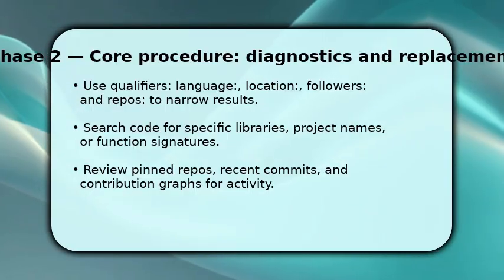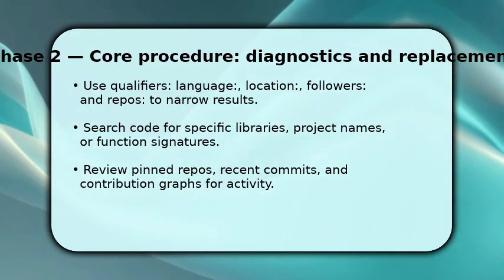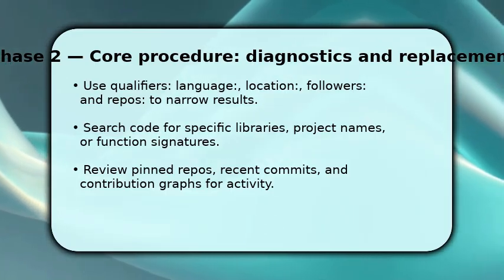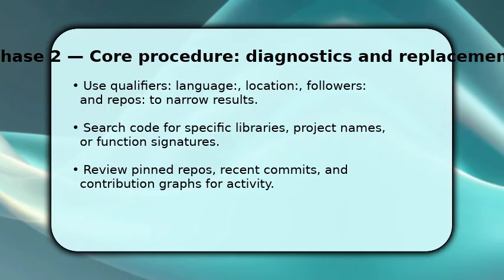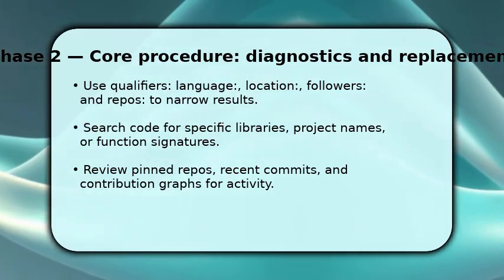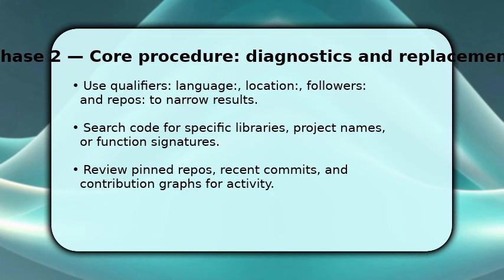Once results appear, search code for specific libraries or function signatures to confirm hands-on experience and inspect users' pinned repositories to gauge focus. Make sure to check recent commits and contribution graphs to verify activity. If a profile is inactive, deprioritize it.